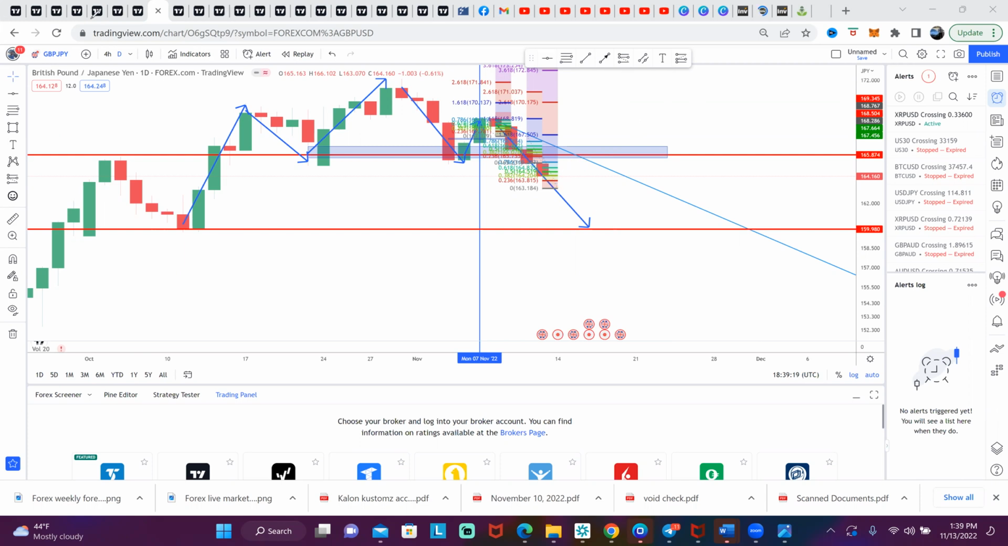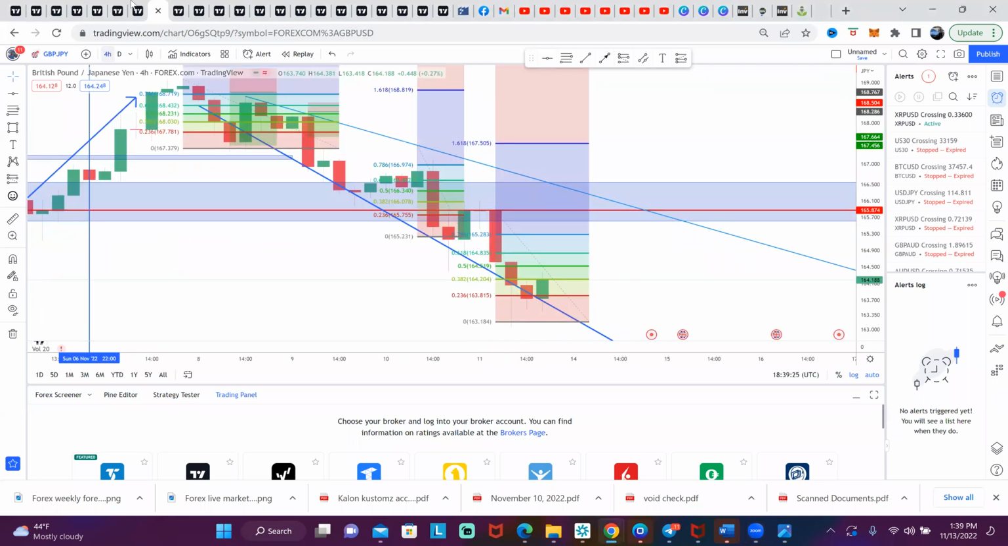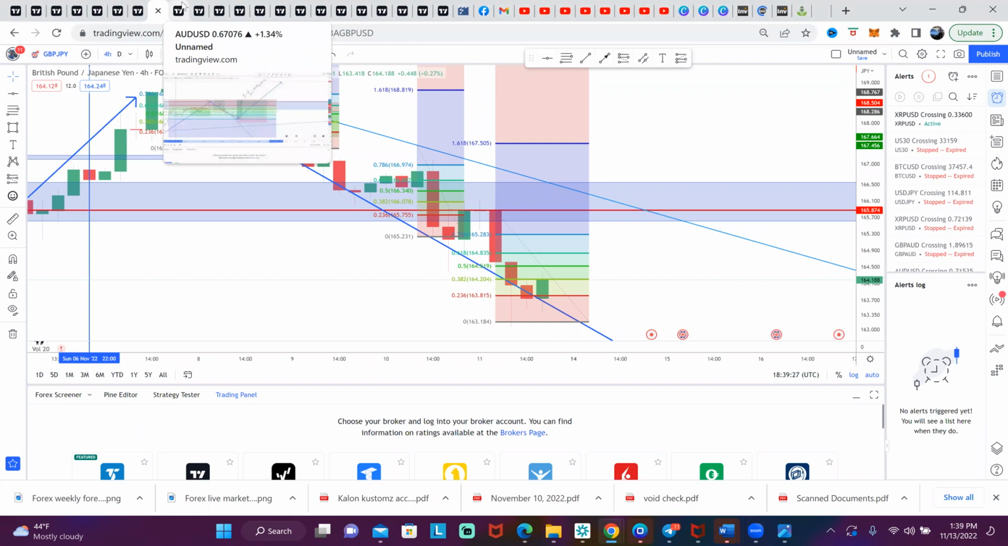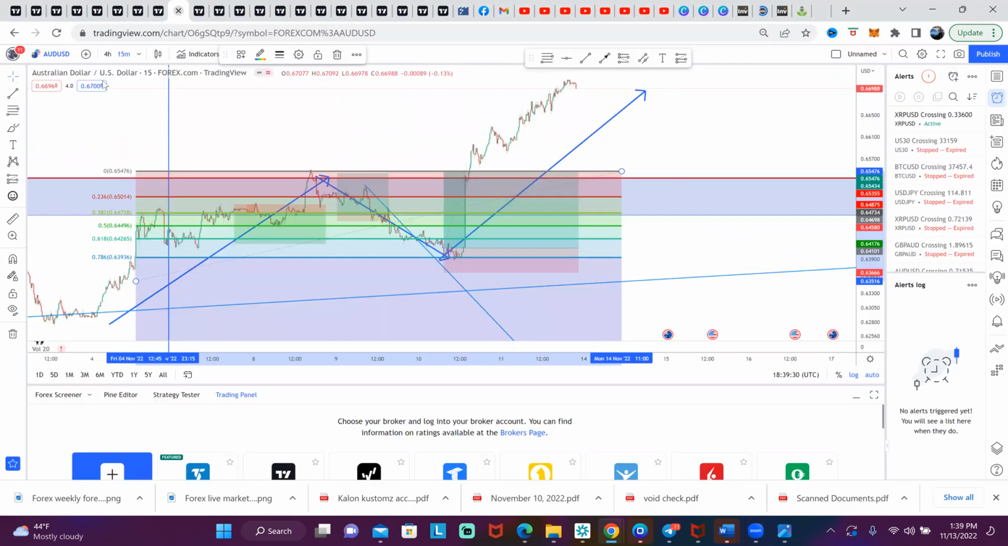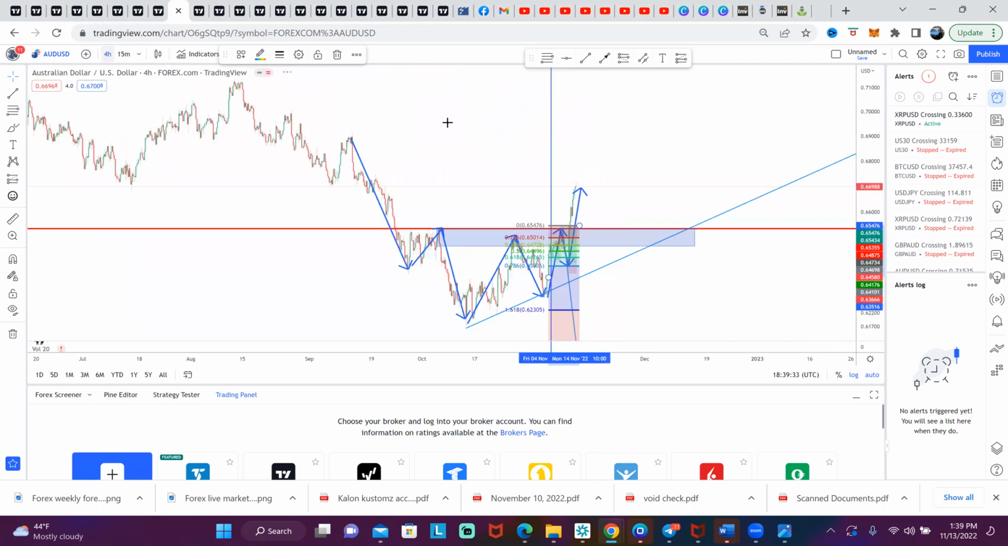Just be mindful because on the daily chart, each candle takes a day, so it takes time to play out. Next chart I want to look at will be AUD USD. So back to the forward chart.